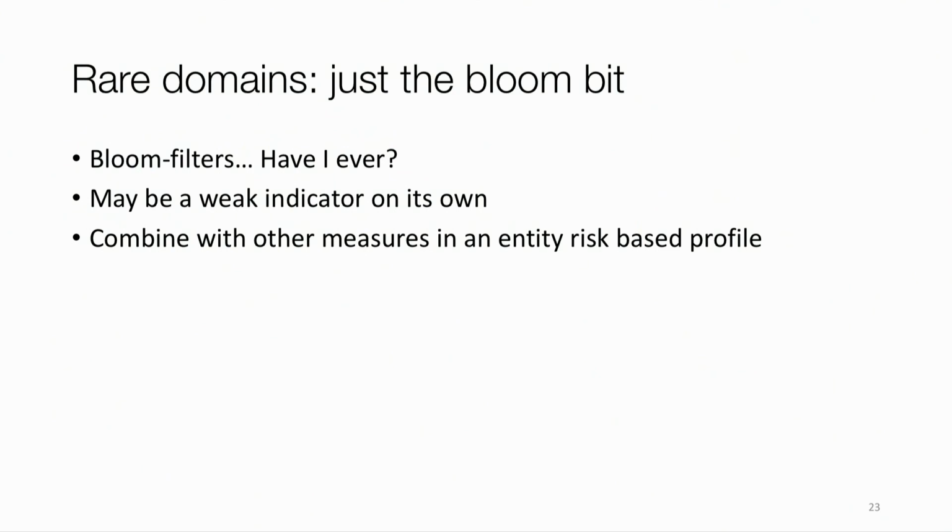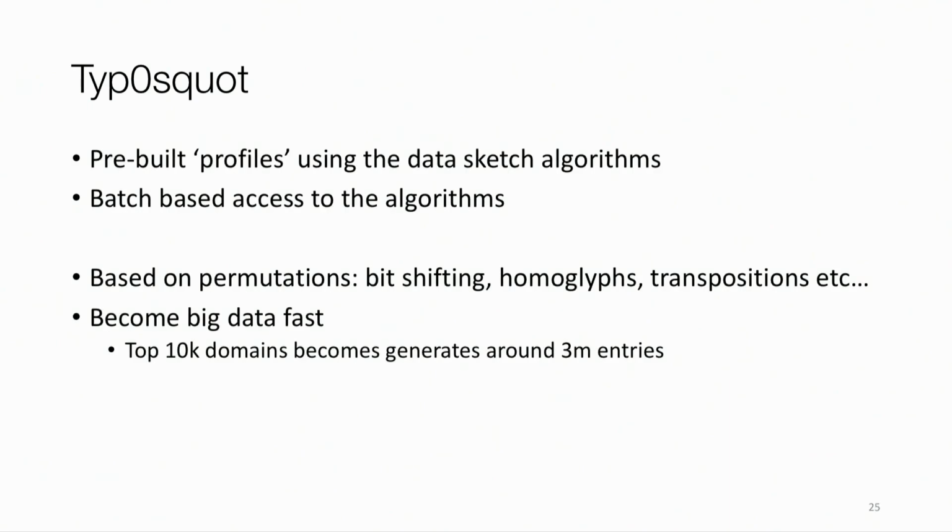So rare domains, we use Bloom filters for that, but I want to get on to another exciting new thing that we've added, which is typo squat. Typo squat is kind of an interesting case. This is taking some of the stuff that we've done with a streaming profile, actually extracting it back out into a batch type piece. So we still do the streaming query on it, but we pre-prepare profiles in batch for typo squat. Does everyone know what typo squat is?